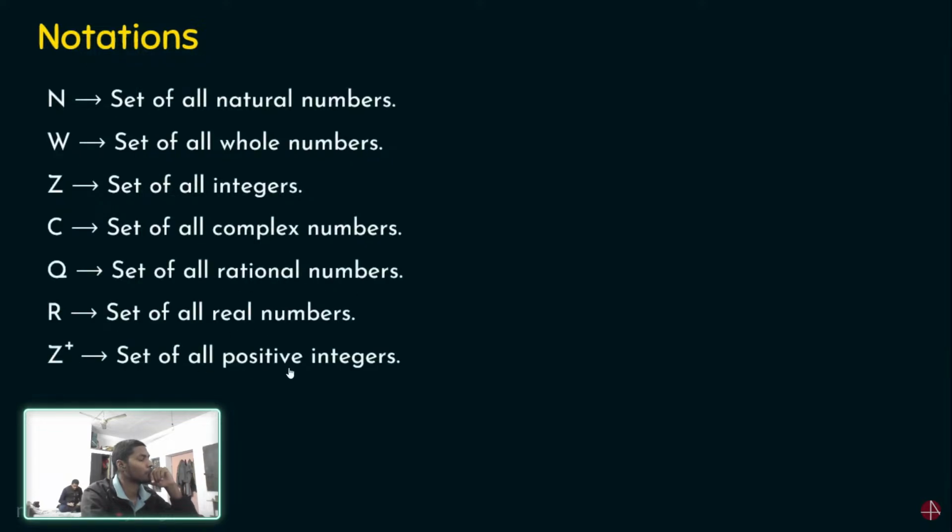Z plus means it's the set of positive integers only. Z minus means it's the set of negative integers. Simply Z means it includes both positive and negative.